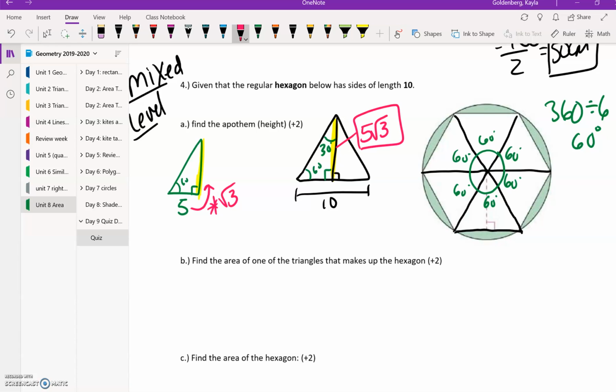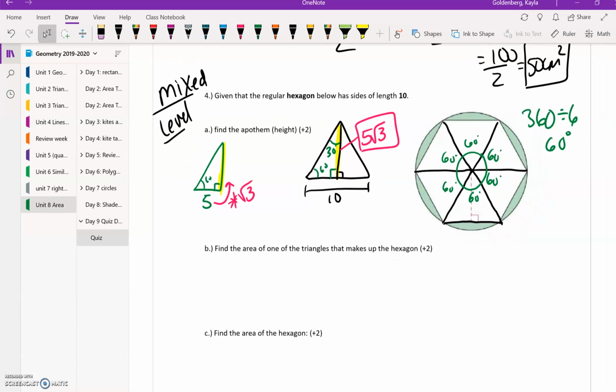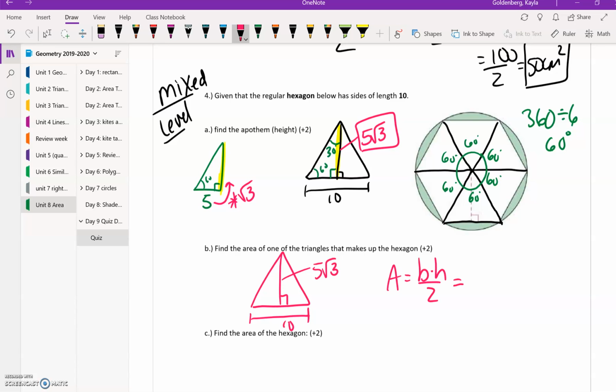So I've answered step 1, part A. What is the apothem, or height of my triangle? It's 5 root 3 tall. Step 2, it kind of breaks it down for you. So it says, okay, you found the height. Now can you find the area of my triangle? And I definitely can. I've got a base of 10. My height that is perpendicular to my base is 5 root 3. So if I do base times height divided by 2, base is 10, height is 5 root 3.